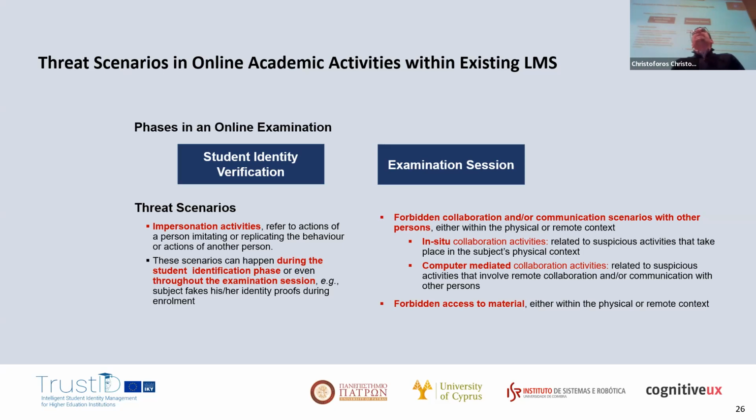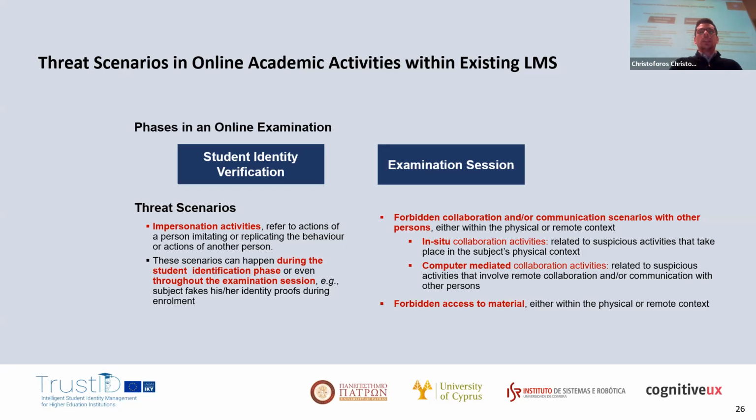So what threats have we identified? First of all, we have impersonation activities. Someone fakes his or her identity, pretends to be someone else, or asks another person to show on the camera. These impersonation scenarios could happen either in the first phase, the student identity verification, or also during the examination session.